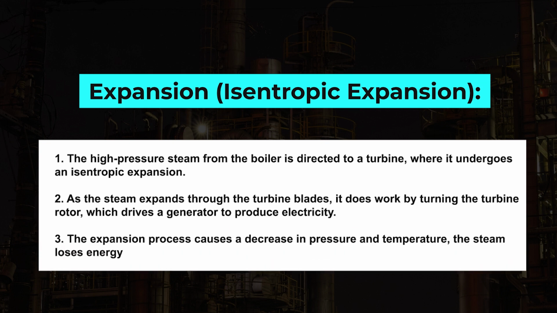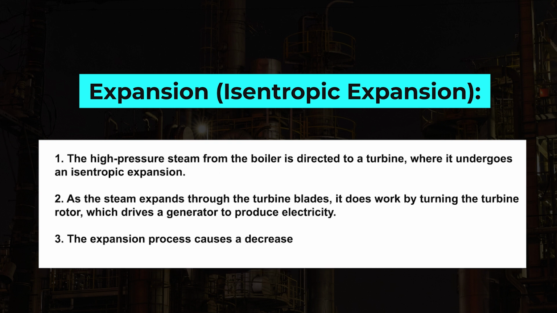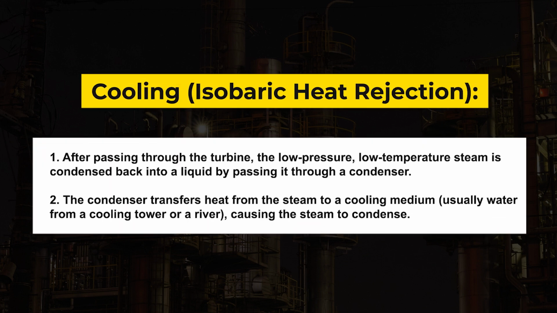Third portion is expansion, isentropic expansion. The high pressure steam from the boiler is directed to a turbine where it undergoes an isentropic expansion. As the steam expands through the turbine blades, it does work by running the turbine rotor, which drives a generator to produce electricity. The expansion process causes a decrease in pressure and temperature. The steam loses energy. The fourth process is isobaric heat rejection, that is called cooling.